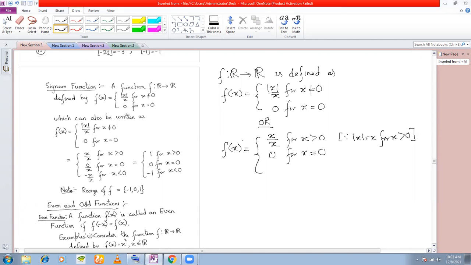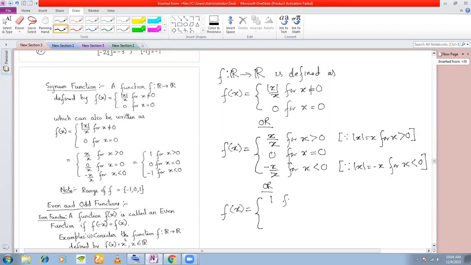So this is very clear, right? And it is equal to minus x by x for x less than 0, since mod x is equal to minus x for x less than 0. Okay. And you can simplify this. So finally, the signum function can also be expressed in this form. x by x is 1 for positive x, is equal to 0 for x equal to 0, and equal to minus 1 for negative x. Okay. So this is a more convenient form of writing the signum function. This is a standard form of the signum function.